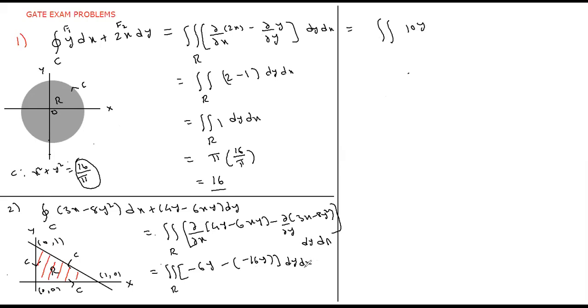Either you can write dy dx order or you can take dx dy order. I would like to take dx dy order, because if I take dy dx order, I have to increase the power of y square. To avoid that, I'm taking dx dy order. For dx dy order, you have to draw a line parallel to the x-axis. It is entering through the y-axis and leaving through this inclined line.